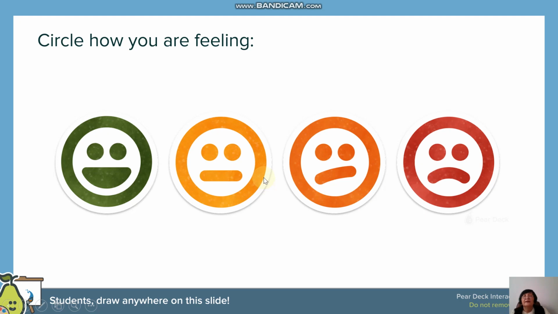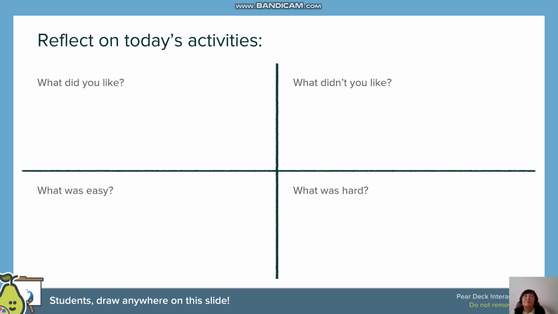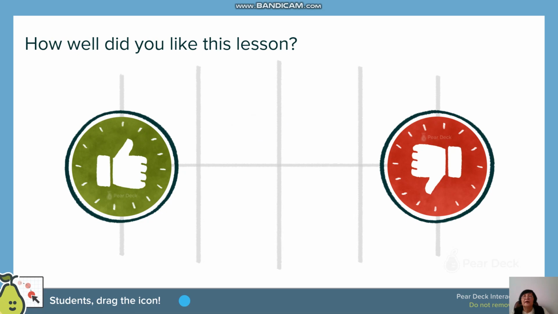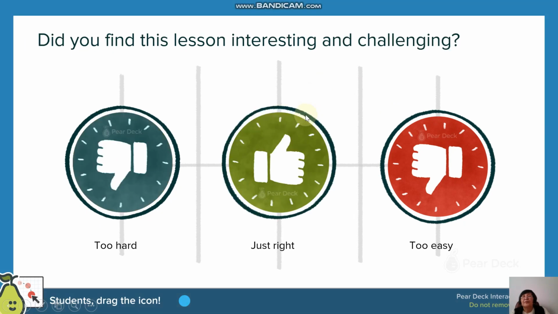Circle how you are feeling. Thank you. Reflect on today's activities. What did you like? What didn't you like? What was easy? What was hard? You are given 3 minutes. Thank you very much. How well did you like this lesson? Great. Did you find this lesson interesting and challenging? Good.